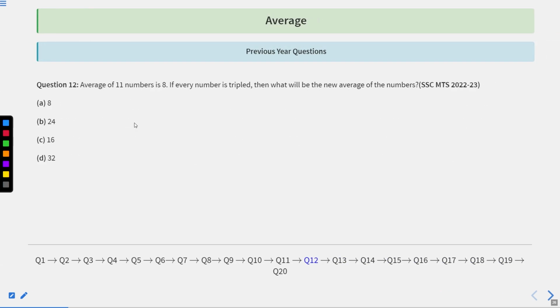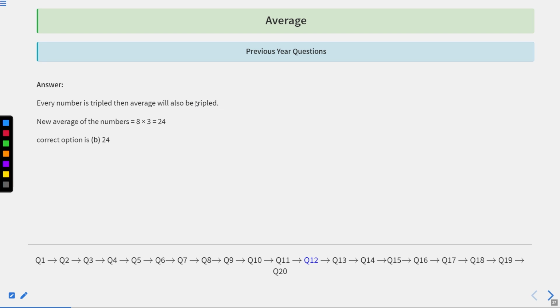Moving on to problem number 12. The average of 11 numbers is 8. If every number is tripled, then what will be the new average of the numbers? So we have 11 numbers and their average is given to be 8. And now every number is tripled. That means each observation is multiplied by 3. Then what will be the new average of these numbers?